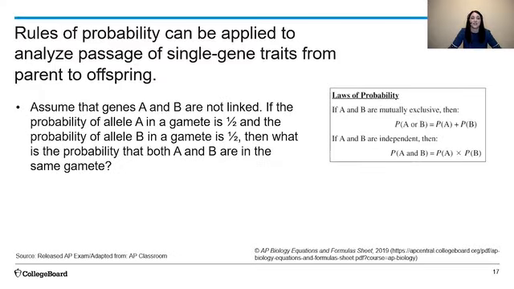So if we look at a question here, it says, assume that genes A and B are not linked. If the probability of allele A in a gamete is 1/2 and the probability of allele B in a gamete is 1/2, then what is the probability of both A and B being in the same gamete? And so since it says the probability of both A and B, and it said and, we're going to multiply those probabilities. So if we multiply 1/2 times 1/2, we would get our answer: the probability is 1/4.